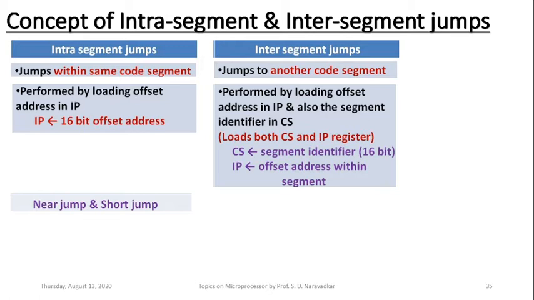Then the next point, below that intra-segment here, there can be two categories of intra-segment jump. It can be a near jump or it can be a short jump, which I want to explain again in a comparative manner after completion of this. Whereas inter-segment jump here is also called a far jump, which is written there, third point.